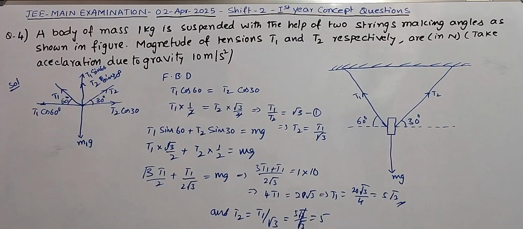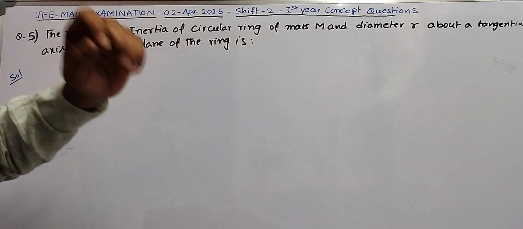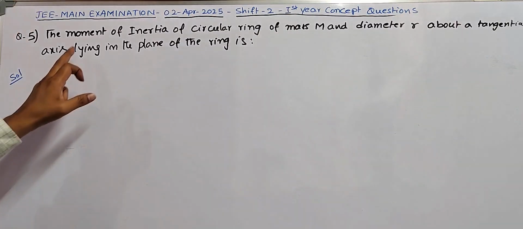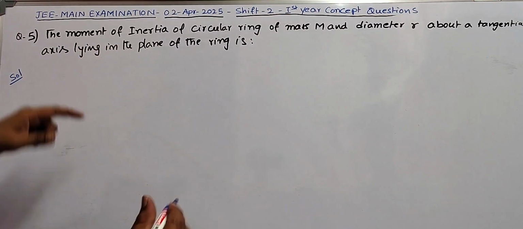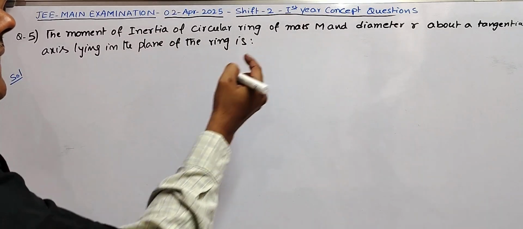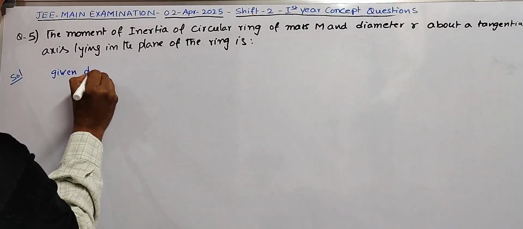Right. The fifth question. The moment of inertia of a circular ring of mass m and diameter r about a tangential axis lying in the plane of the ring is. Here, to see, the moment of inertia of a circular ring of mass m and diameter r. That means what? Given the diameter of the ring.